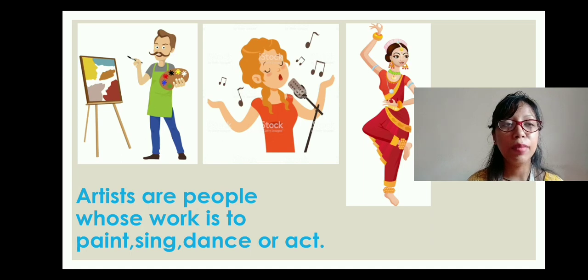Next, let's come to the artist. Some of your parents might be an artist who loves painting, singing, dancing or acting, right? Yes, even you aspire to become some of this. Yes or no? Yes. So, artists are people whose work is to paint, sing, dance or act. Now, you can see on the screen, there are a few pictures there. There is an artist, there is a singer and a dancer.